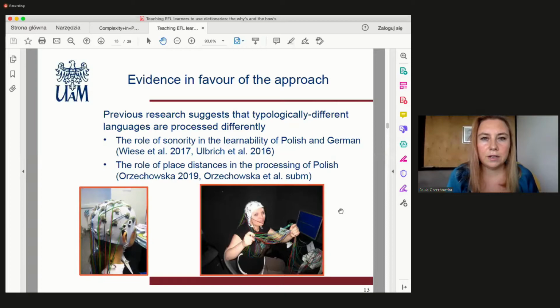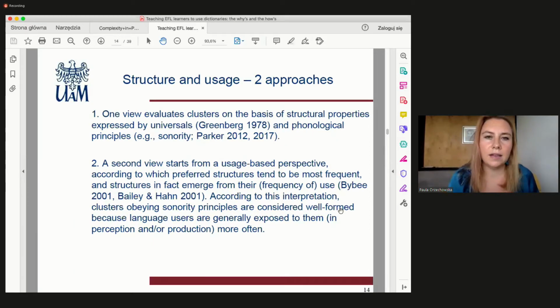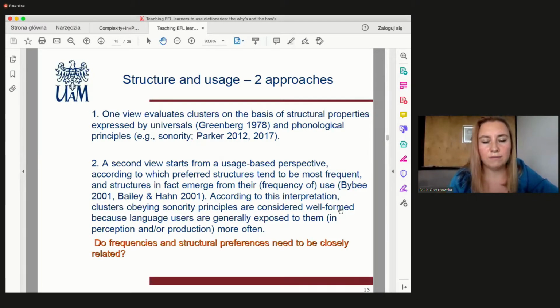Okay, so basically, as regards structure and usage, just two words about this relationship. We know that there are two main philosophies, and one evaluates clusters on the basis of sonority and the sonority principle, or related principles like sonority distance, for example, while there is also another view which is strictly related to frequency, claiming that frequent structures should be preferred, well-formed, however you name it. Okay, so the question is, what is really the relationship between these two things? So structure and frequency.